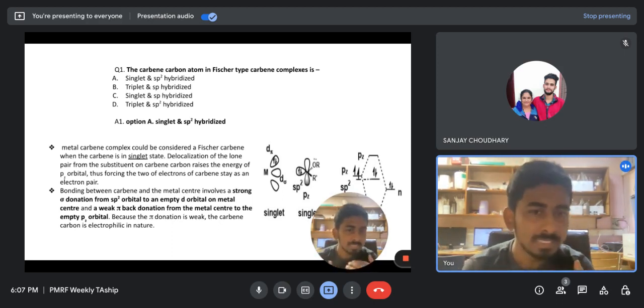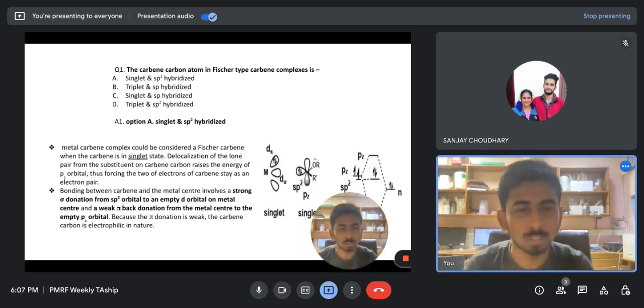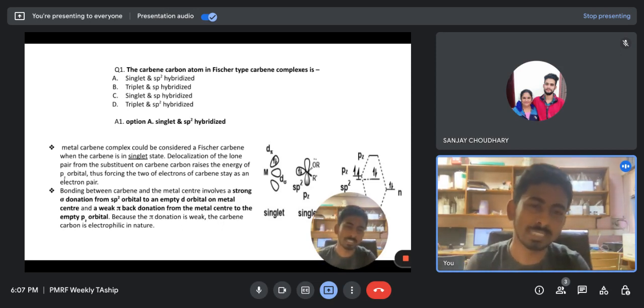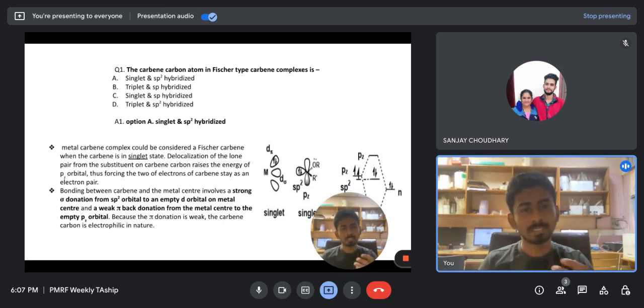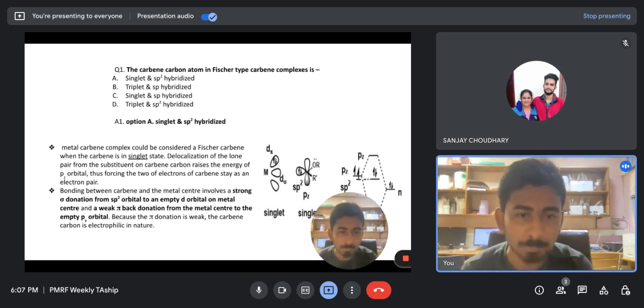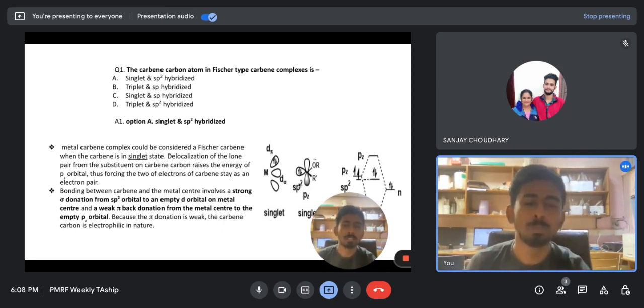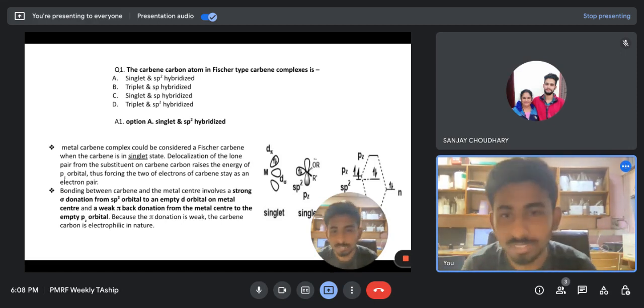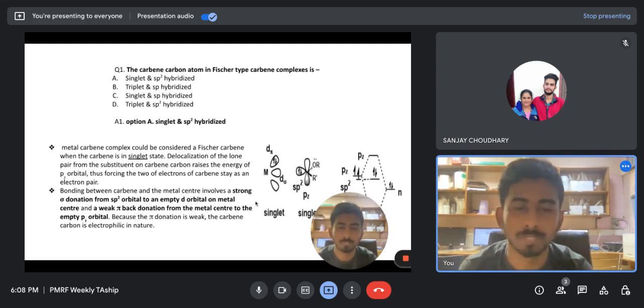So whenever you see CO kind of ligands attached to the metal center, that is dragging the electron density from the metal center, and when you see electron donating heteroatomic substituents on the carbon center, it will be an indication of the presence of Fischer carbene molecules.